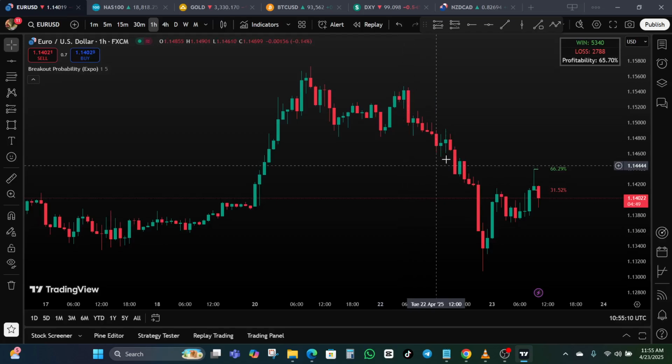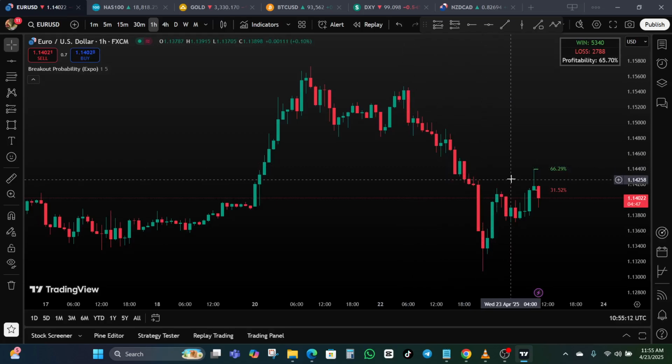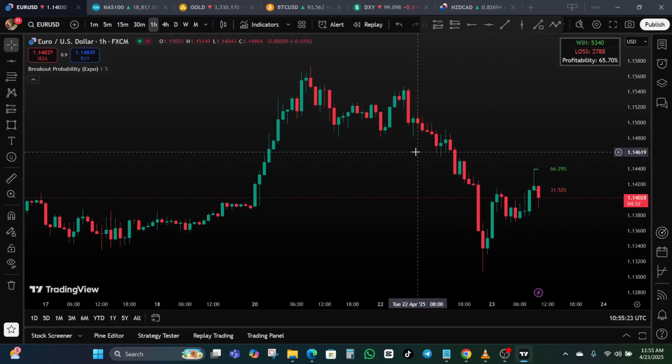So that's where the Breakout Probability Expo Indicator steps in. This tool is designed to calculate the likelihood of a breakout based on real market factors: volume surges, volatility expansion, and momentum alignment. It takes the guesswork out and gives you the actual probabilities to work with.